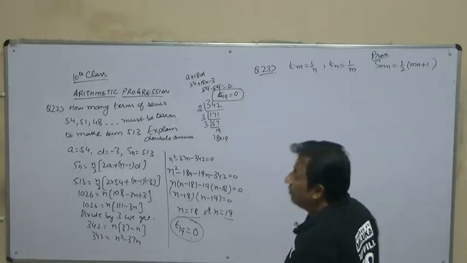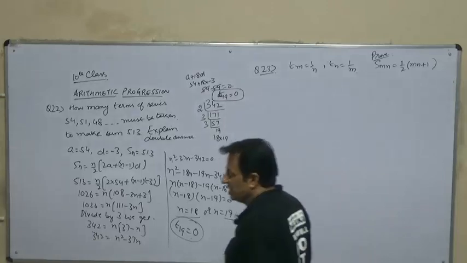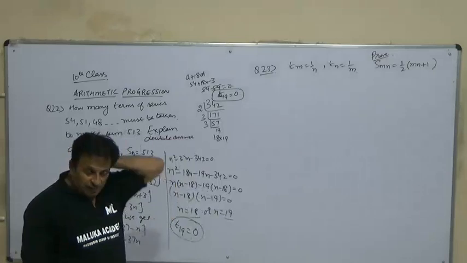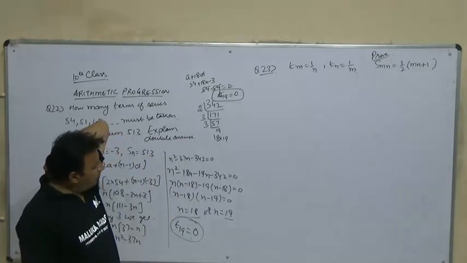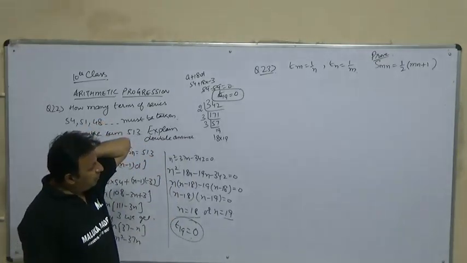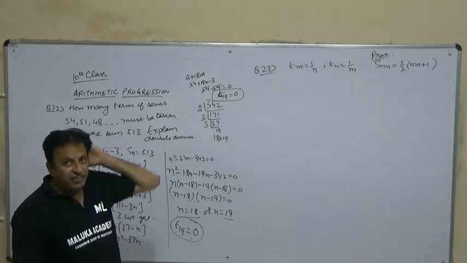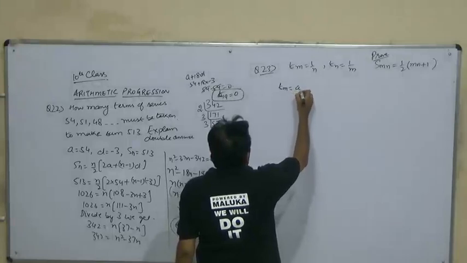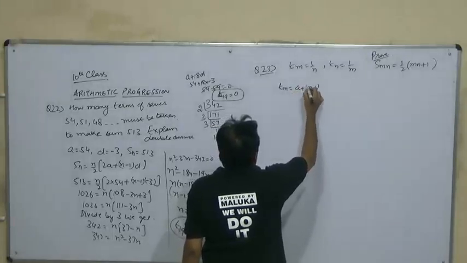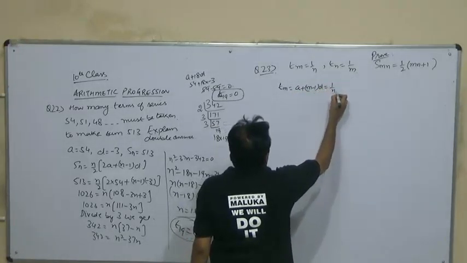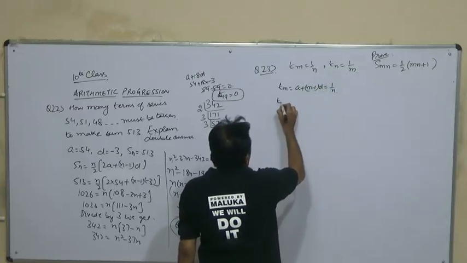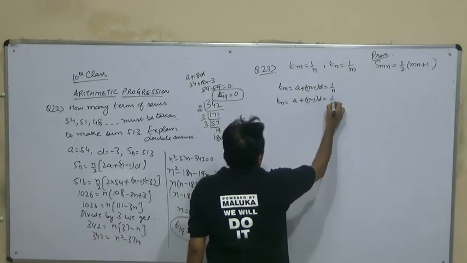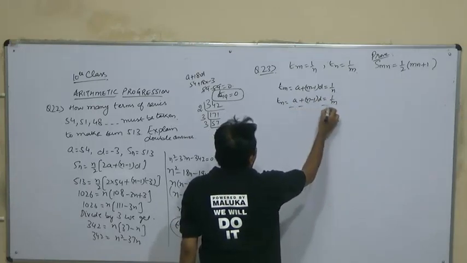So again what we will do, we will assume the series as a and d, that is first term is a and common difference is d. First we will find the values of a and d, which will come out to be 1 upon mn, as we did yesterday. So we know that Tm is given by a plus m minus 1 into d, which is 1 by n, and Tn is equal to a plus n minus 1 into d, which is 1 by m.